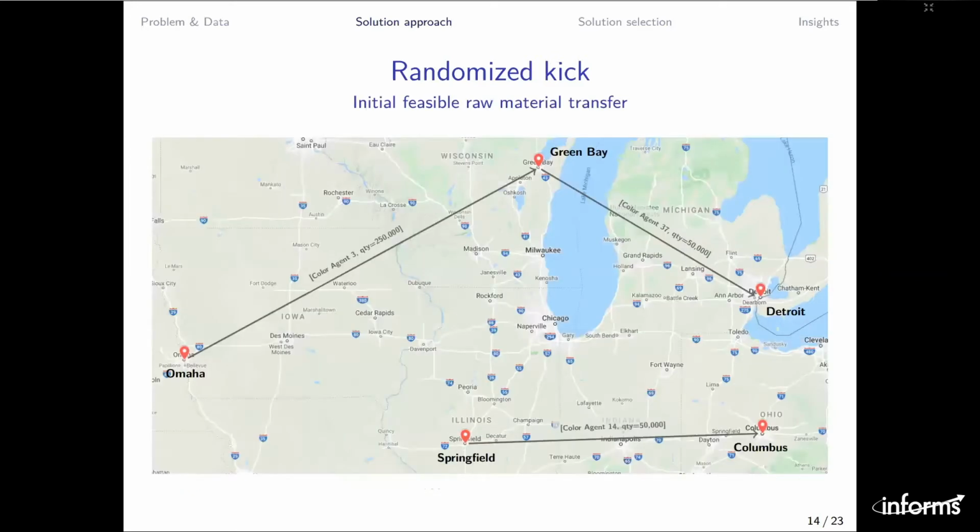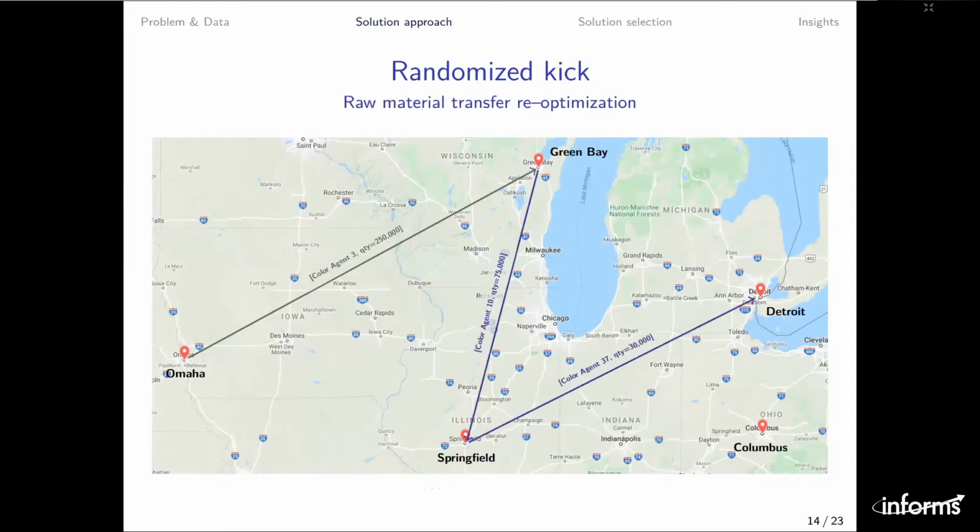In this example, we observe the transfers of a feasible first stage solution. When randomized kick is applied, we randomly select one transfer, in this case, the one from Green Bay to Detroit, and we forbid it in the next execution of production planning. Then, when executing production planning, we re-optimize and obtain new transfers from Green Bay to Springfield and from Springfield to Detroit, which will lead to a different first stage solution.